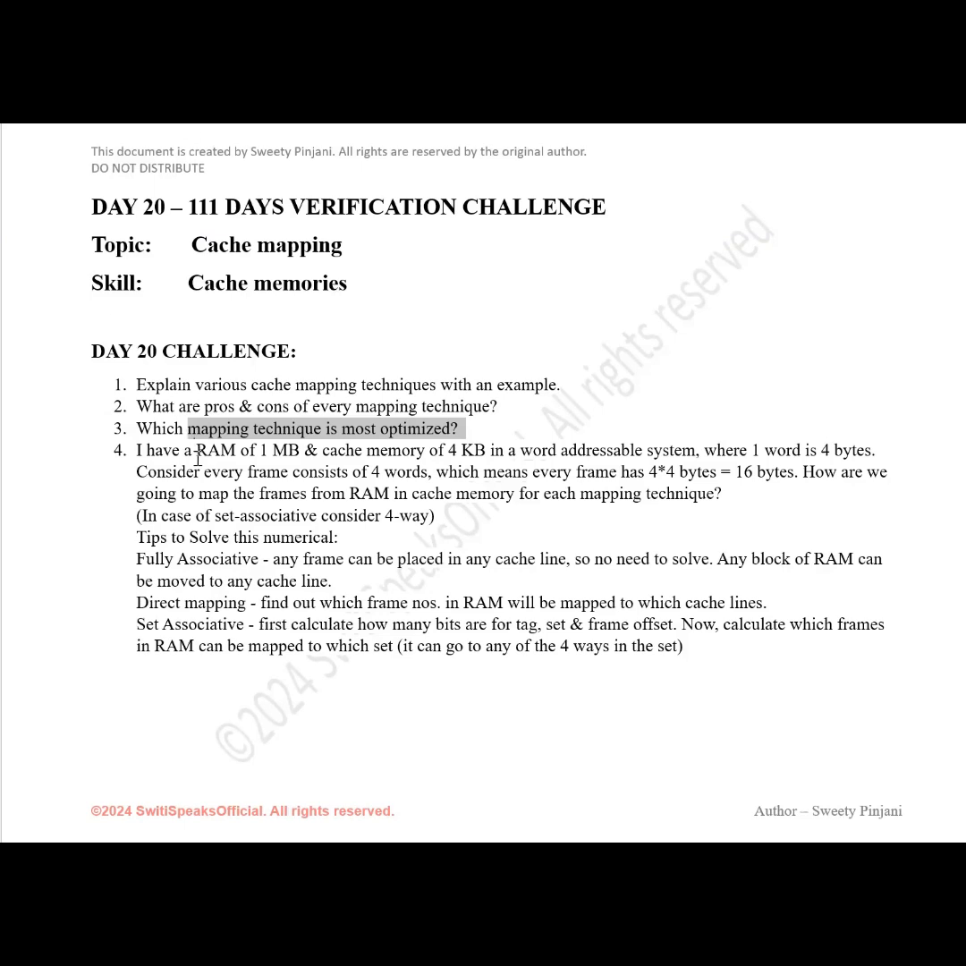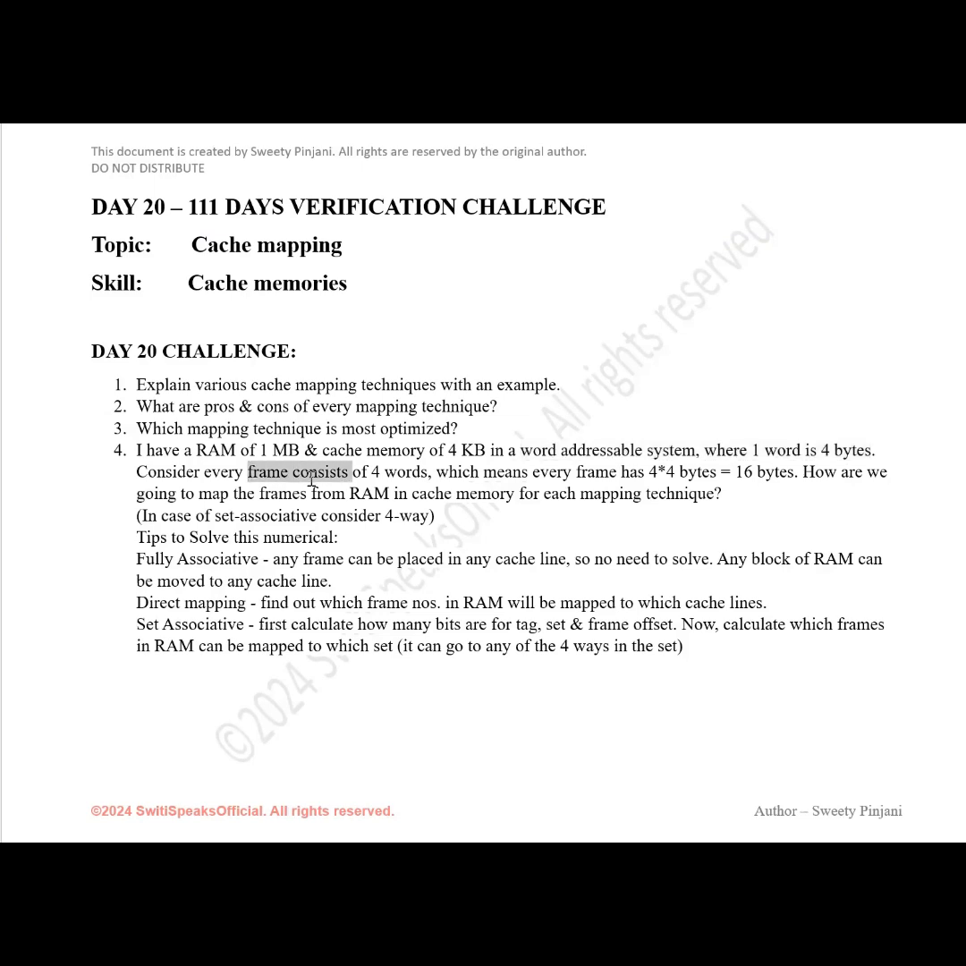The fourth question is a numerical. Let me help you understand the details. You have a RAM memory, which can also be called as main memory. The size of RAM is 1 megabyte. And then you have a cache memory. The size of your cache memory is 4 kilobyte. And it is a word addressable system where one word is 4 byte. Each word is of 4 byte.